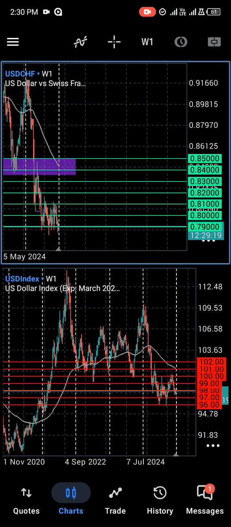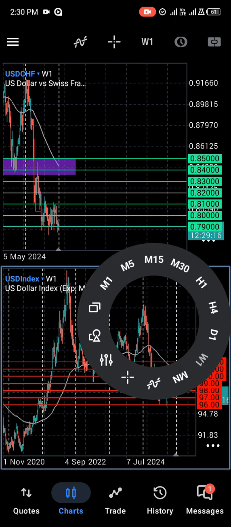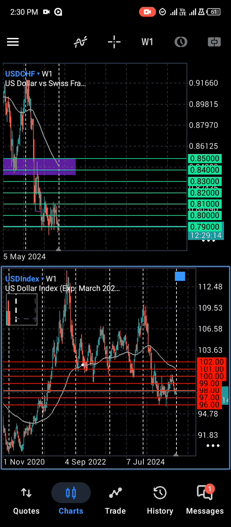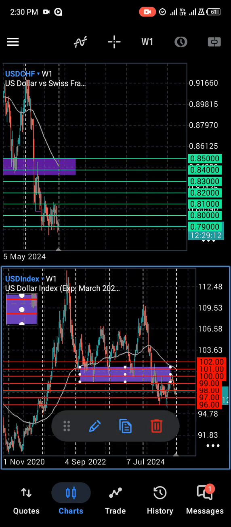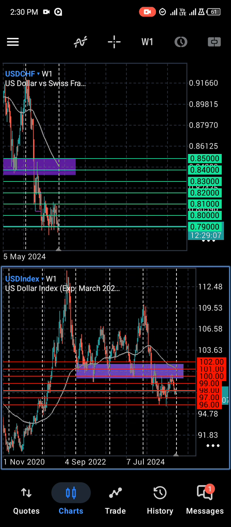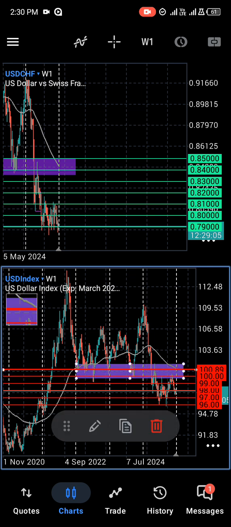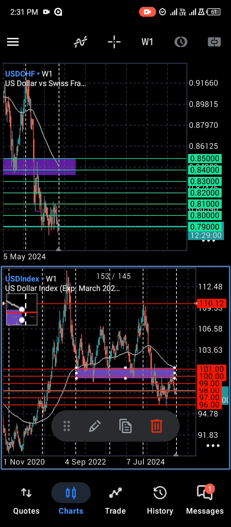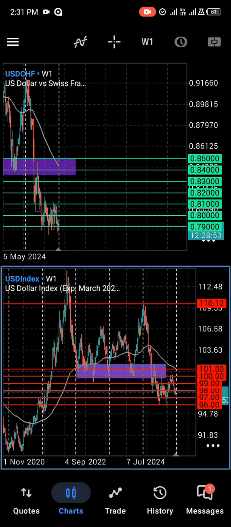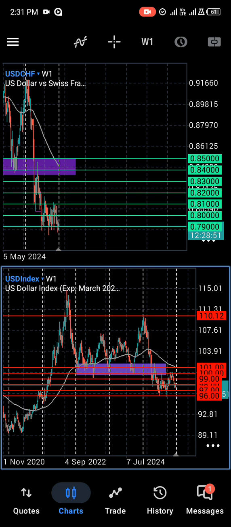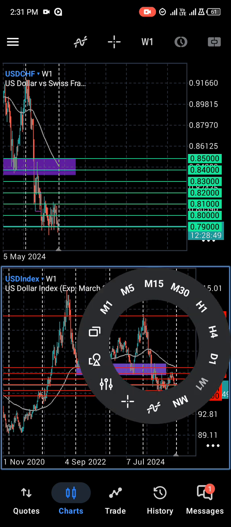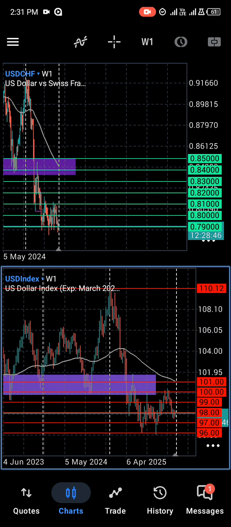Also, you can see the DXY is doing the same. We can see that the DXY had this support zone here. I don't want to mark it as a big zone, let me just put it there. The round numbers are used the same as the support and resistance zone. Let me zoom it out a little bit.